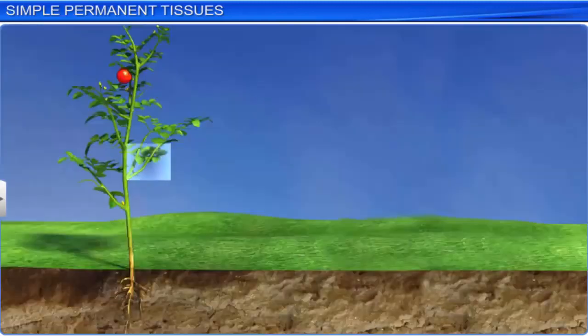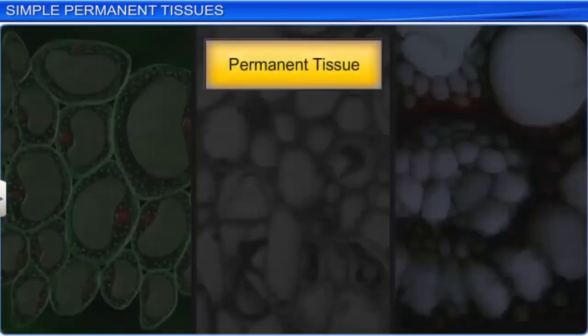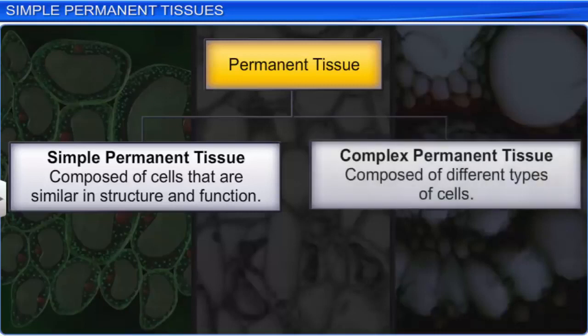Permanent plant tissue is a group of cells which are complete in growth and usually incapable of meristematic activity. Permanent tissue is of two types: simple permanent tissues, where all cells are similar in structure and function, and complex permanent tissues, which are composed of different types of cells. Let's learn more about simple tissues.